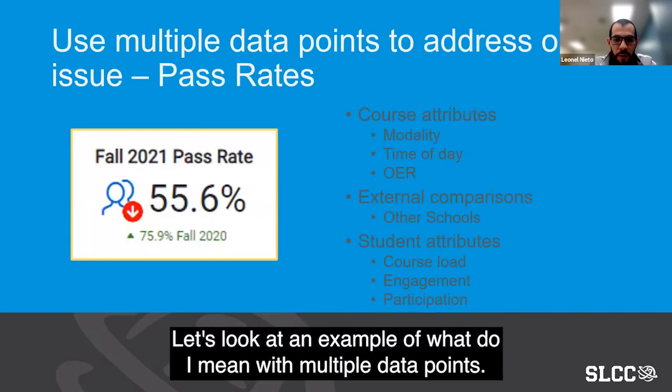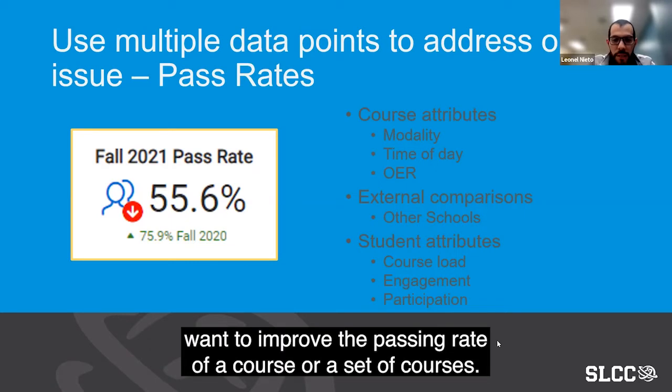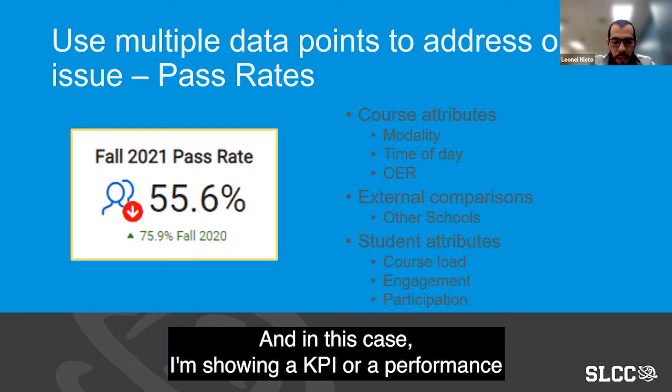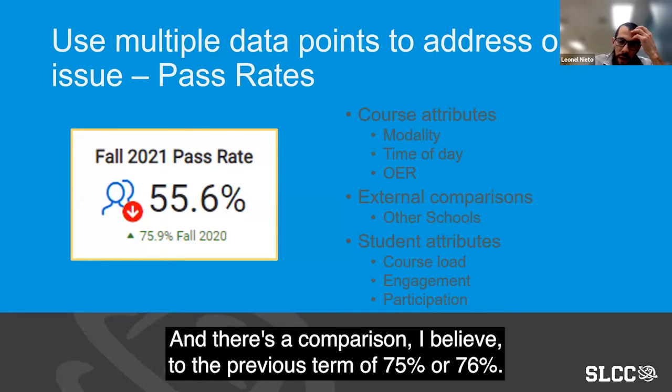Let's look at an example of what I mean by multiple data points. Let's say we have a goal to improve the passing rate of a course or a set of courses. Here I'm showing a KPI, or key performance indicator, of pass rate, where we see that the current pass rate is 55%. And there's a comparison, I believe, to the previous term of 75%, or 76% if you round it up.